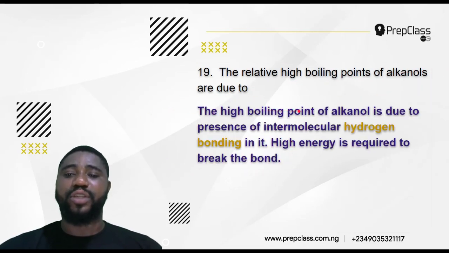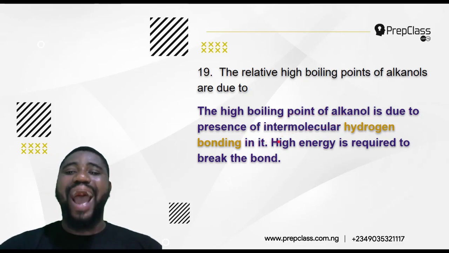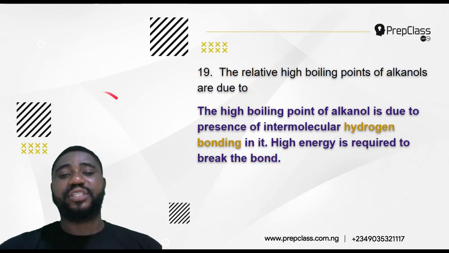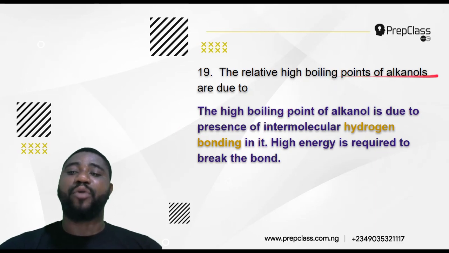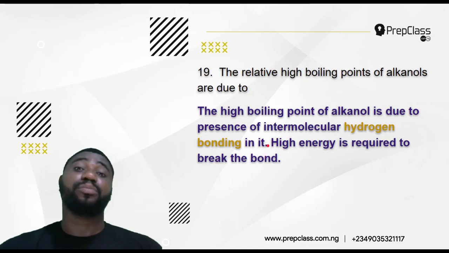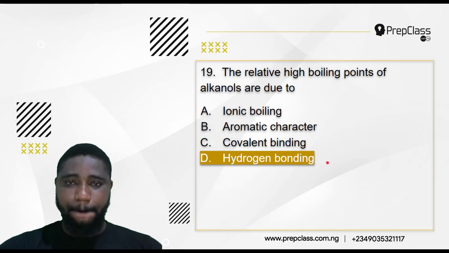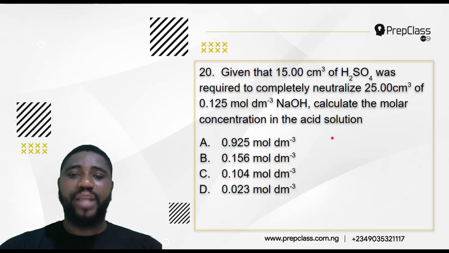So the relatively high boiling point of alkanols is due to, let us see, I said that the high boiling point of alkanols is due to the presence of intermolecular hydrogen bonding in them. So high energy is required to break the bond. Do you understand? So this is what brings about the high boiling point of alkanols. The presence of what? Intermolecular hydrogen bonding in them. Because you need more heat to actually break this hydrogen bond. They are quite strong. So the correct answer is what? Hydrogen bonding.